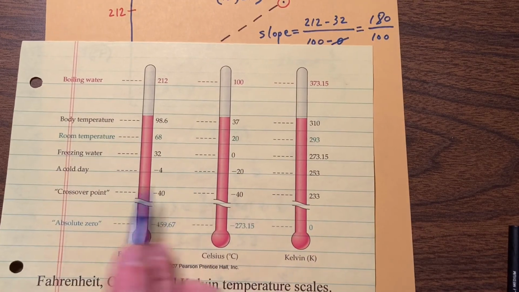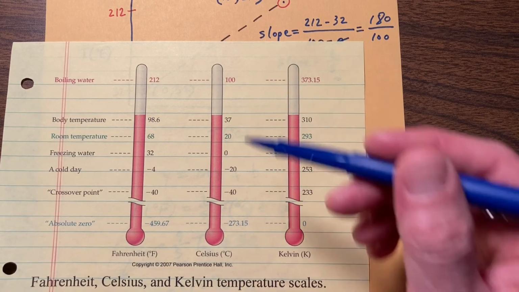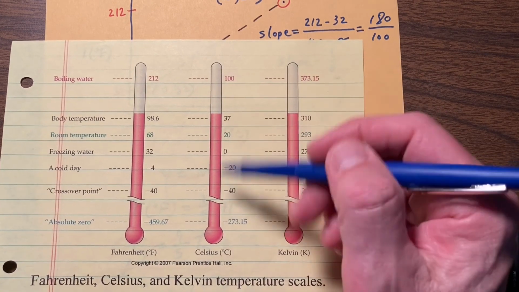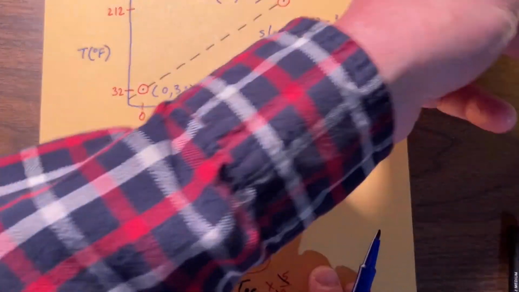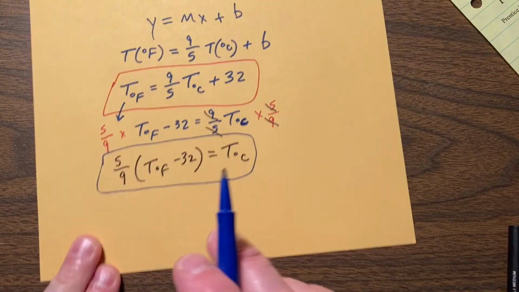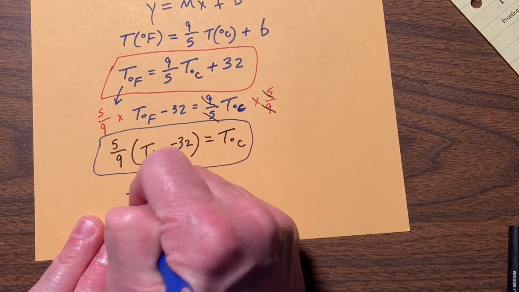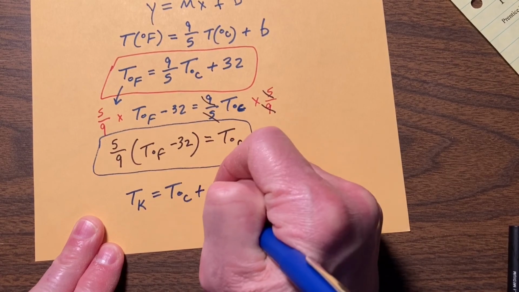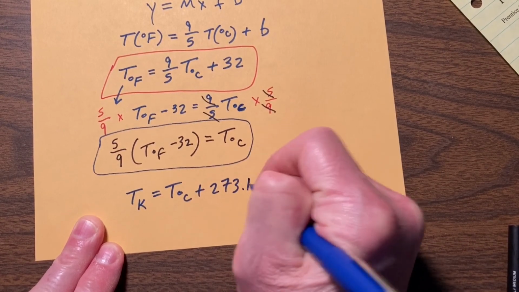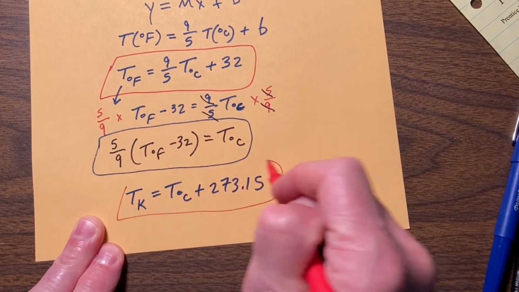So be comfortable in relating all three scales. And when we use thermometers in the lab, we're going to primarily use degrees Celsius thermometers. And to summarize, the other important one, as I already mentioned, is the equation that relates Kelvin to degrees C. So take temperature in degrees C and add 273.15, and then you convert Celsius to Kelvin.